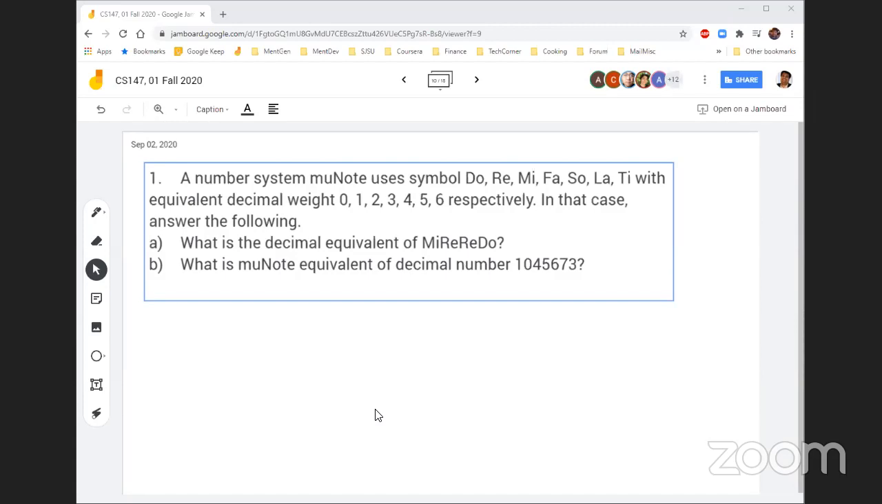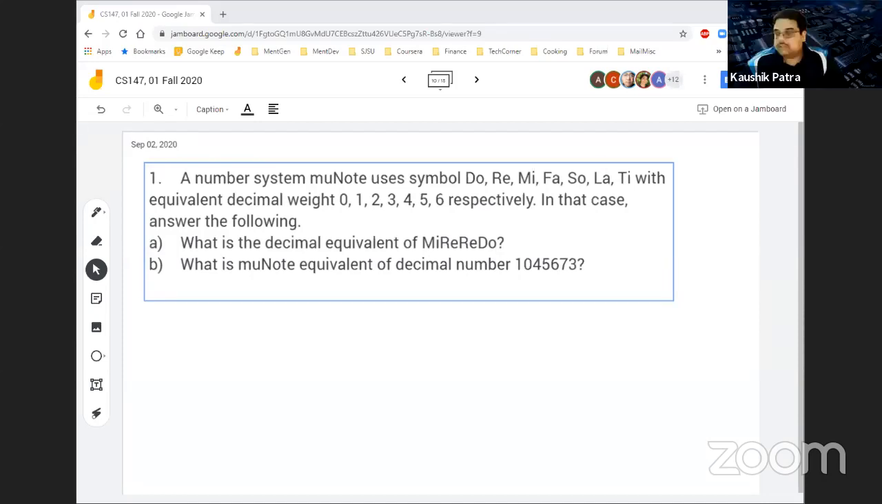Is the decimal weight equal to the value of those symbols? Yes, values of those symbols. Okay, so let's take 10 minutes to solve this problem and we'll be back with the solutions. Someone or some group needs to present the solution. All right, I'm opening the room for you, 10 minutes.